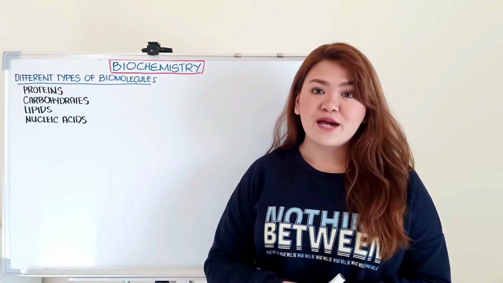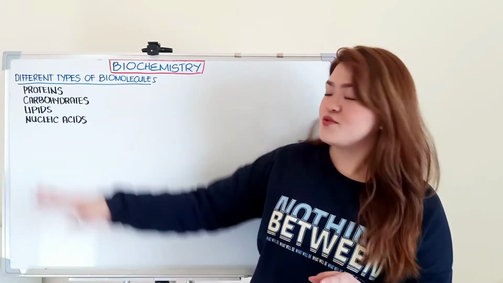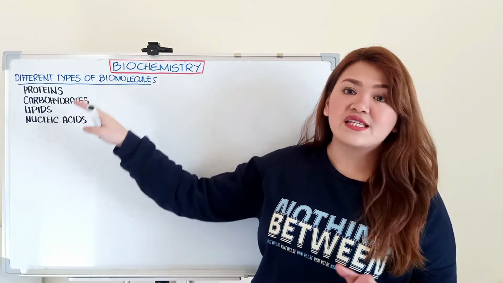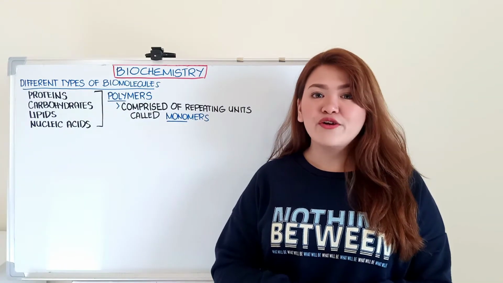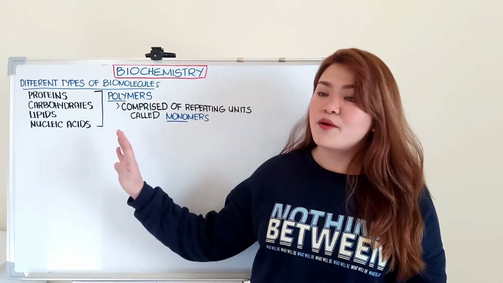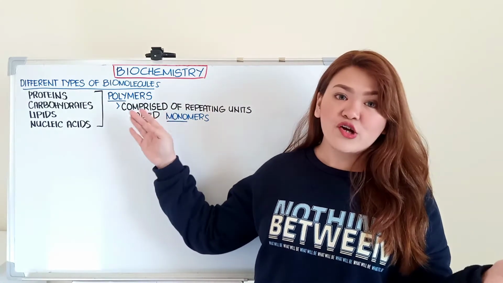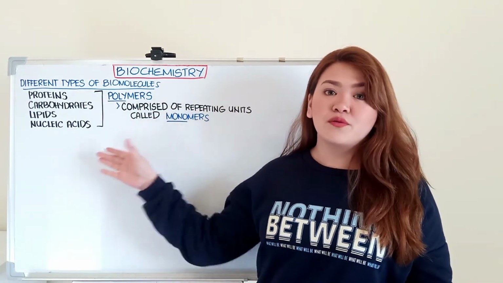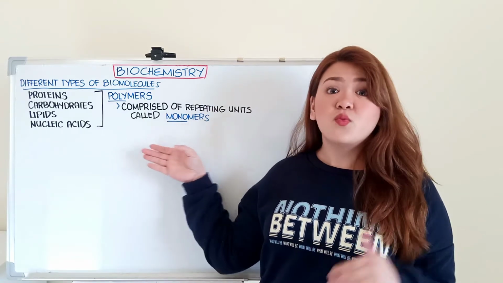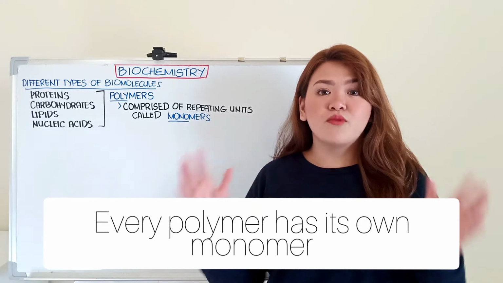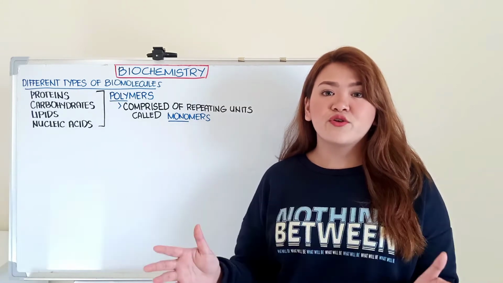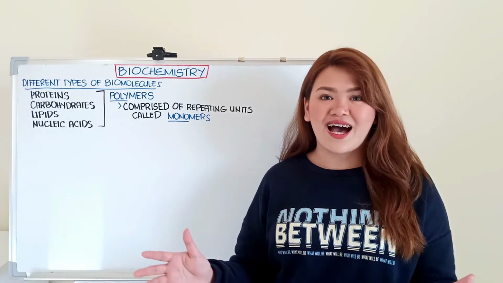There are different types of biomolecules in our body such as proteins, carbohydrates, lipids, and nucleic acids. What we have to remember about these biomolecules is that most of them are polymers, meaning they are comprised of repeating units called monomers. Mono means one, poly means many. Every polymer has its own monomer, and the first monomeric unit that we will be studying is amino acids.